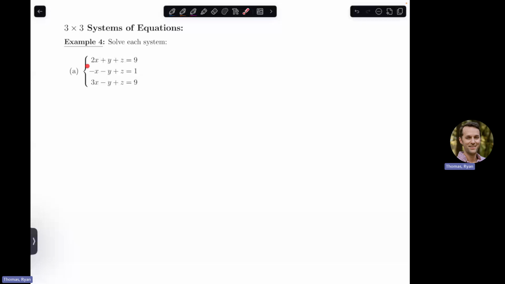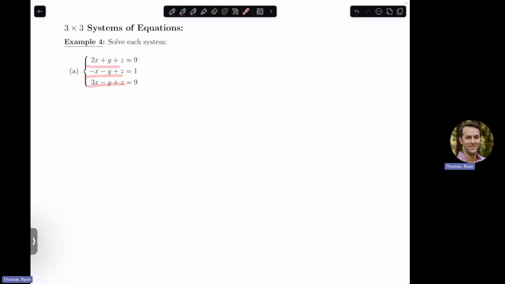Hi everyone. Today we're looking at solving 3 by 3 systems of equations. Now these are all going to be linear, so notice everything's to the first power. The good news first is that we're just going to use the same methods, so it's going to be a lot of substitution and elimination still.